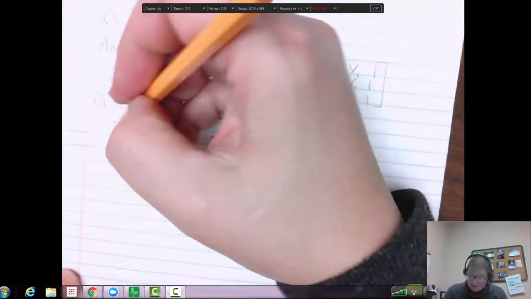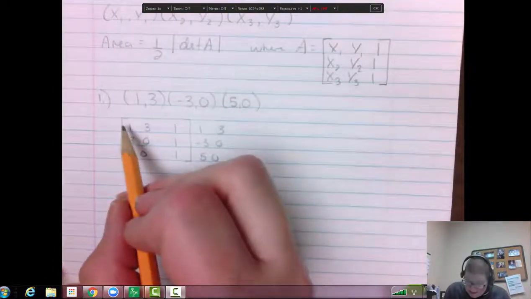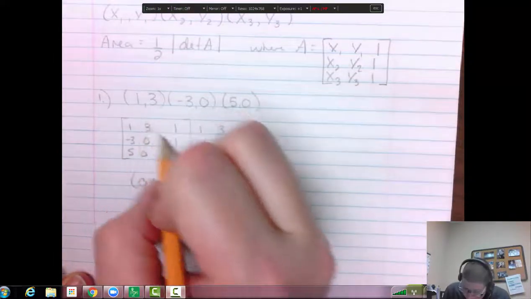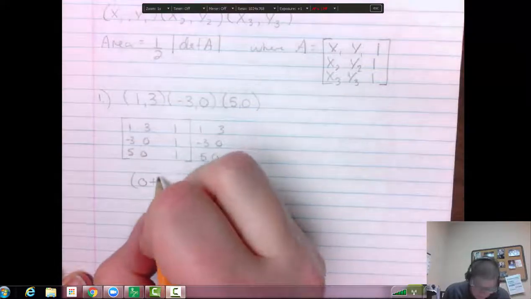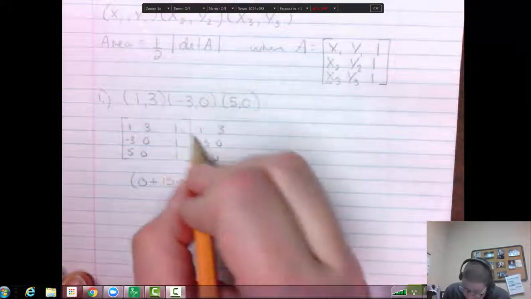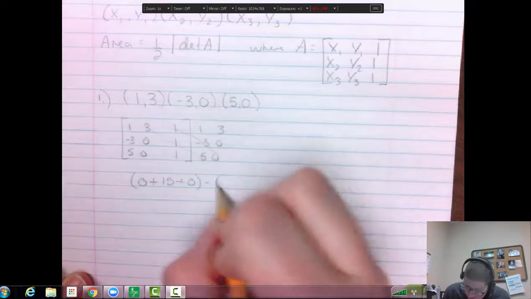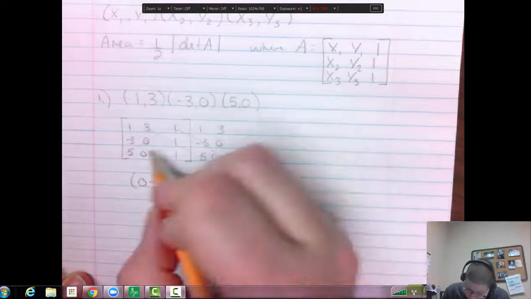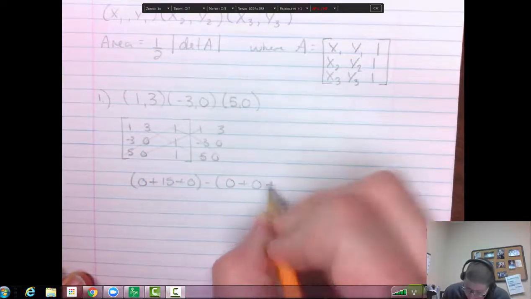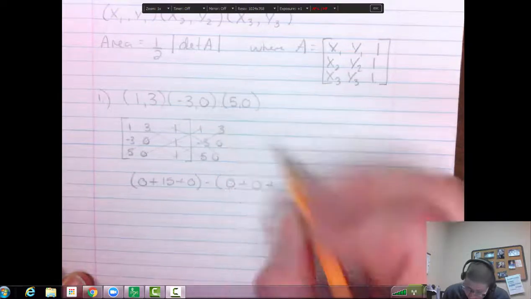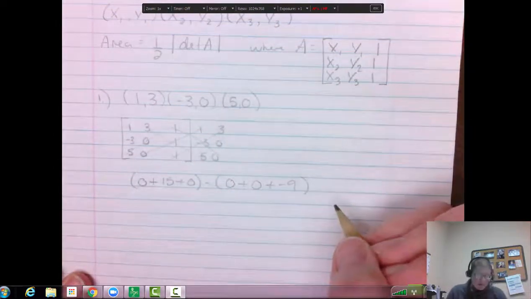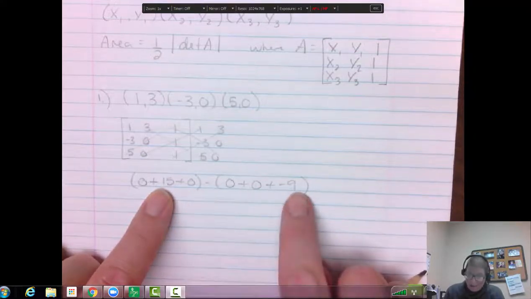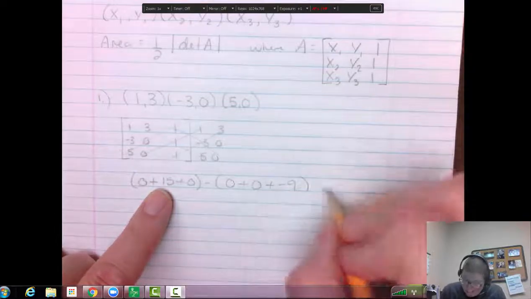I'm going to look down this row because there are so many zeros in here. 1 times 0 times 1 is 0. Plus 3 times 1 times 5 is 15. Plus 1 times 3 times 0 is 0. Minus 5 times 0 times 1 is 0. Plus 0 times 1 times 1 is 0, plus 1 times -3 times -3 is -9. Okay, so I have 15 minus a -9, so that's a double negative, or a plus, so you end up with 24.